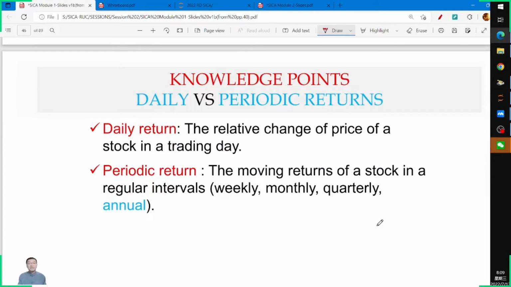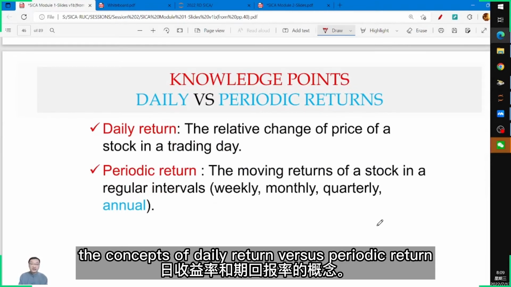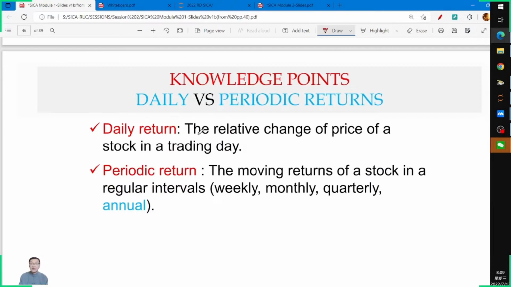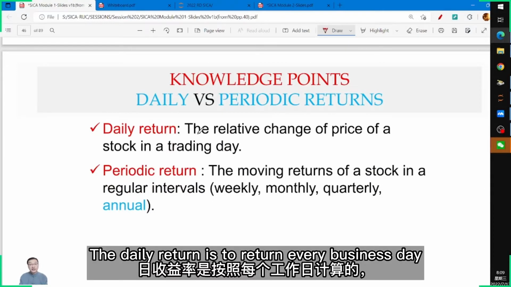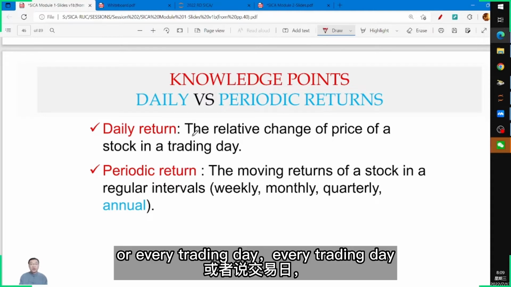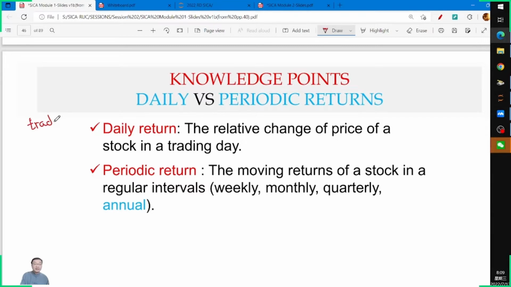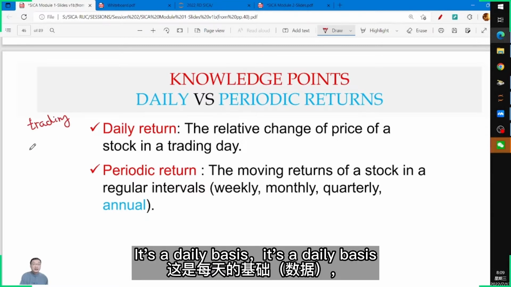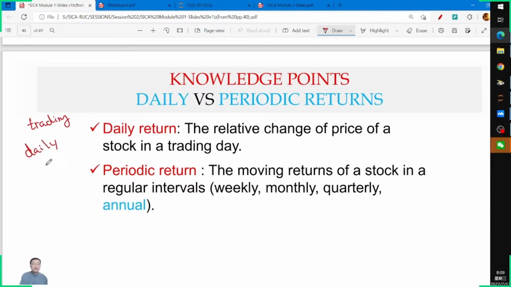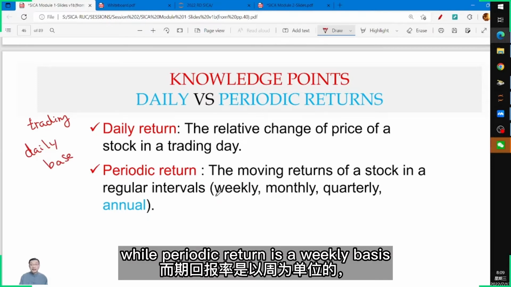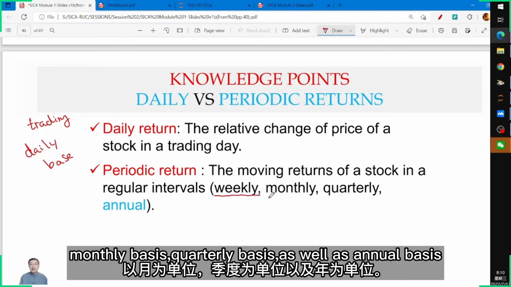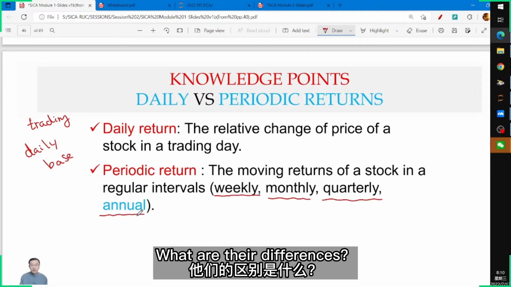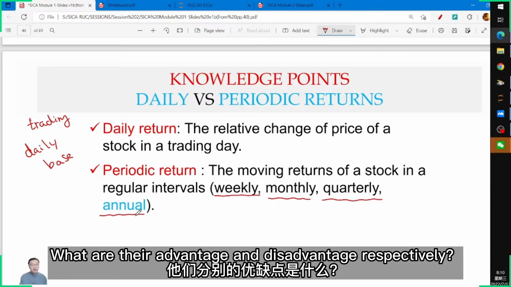Now let's look at the concepts of daily return versus periodic return. The daily return is the return every business day or every trading day. It's on a daily basis. While periodic return is on a weekly basis, monthly basis, quarterly basis, as well as annual basis. What are their differences? And what are their advantages and disadvantages, respectively?